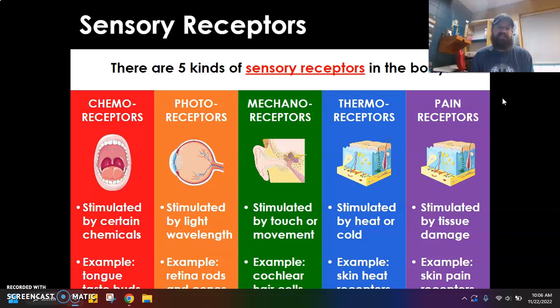One of these is chemoreceptors, and just as the name implies, this has to do with chemicals.